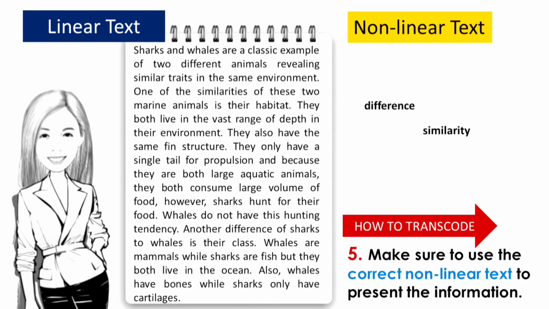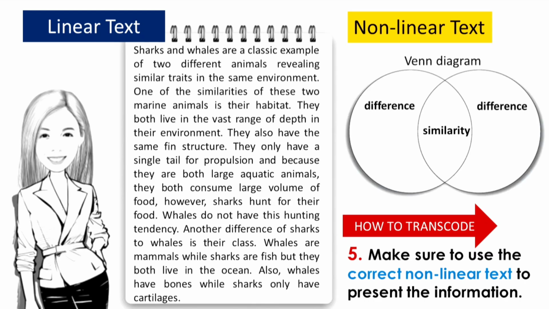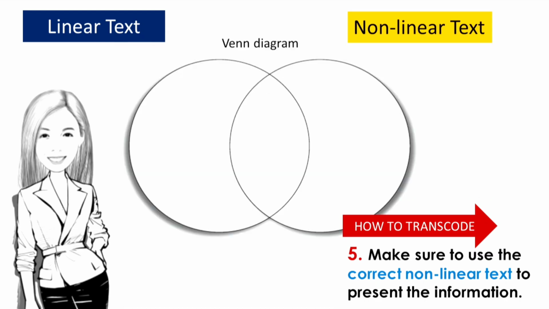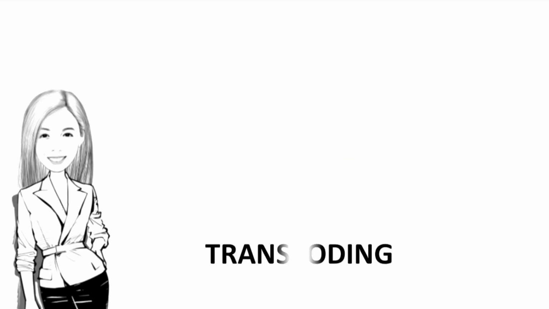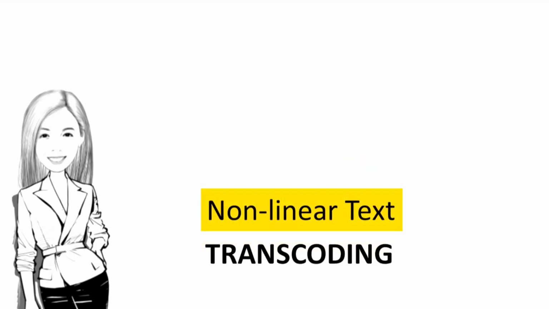If you answered Venn diagram, you're right! Wow! This is the correct non-linear text to use in presenting the information because it talks about differences and similarities of two concepts. This time, let's know how to transcode non-linear text to linear text.